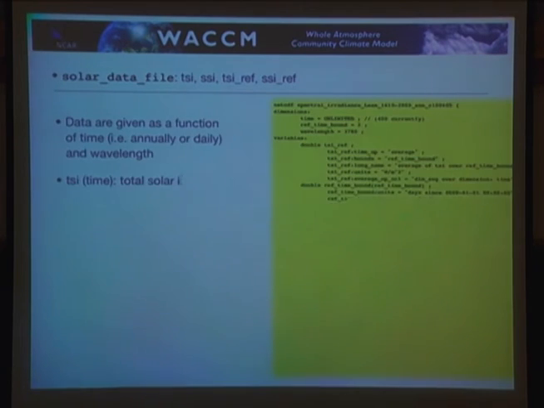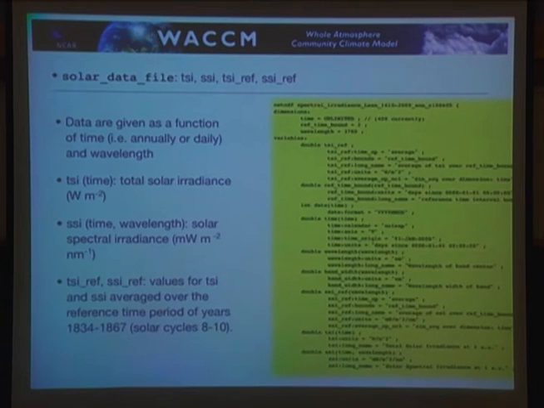The next file is the solar data file, and this is generally longer. It has total solar irradiance as a function of time in watts per meter squared, and solar spectral irradiance as a function of time and wavelength, and you can have a number of wavelengths. In this case, we have 3,780 wavelengths covering most of the spectrum, wavelengths longer than Lyman alpha.